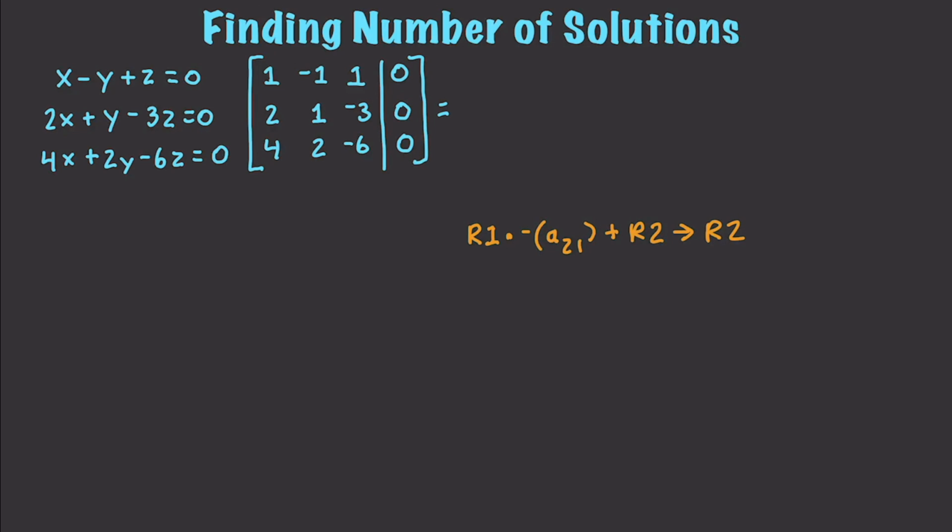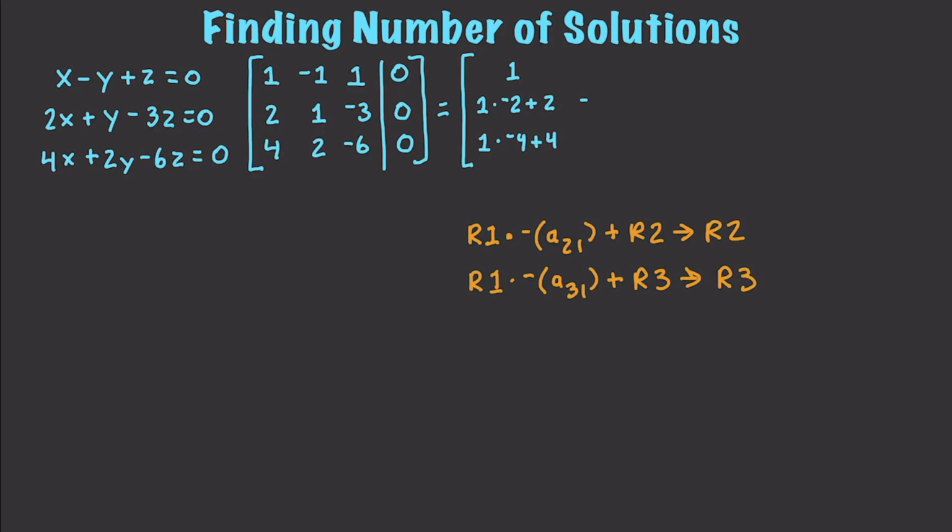What are we going to do to the other one? Well, we're going to have R1 times the negative of whatever the value is in row 1, column 1. And we're going to add that to each value inside of row 3 and put the results inside of R3. So let's do all this math. So this is going to end up being 1 times negative 2 plus 2. This is going to end up being 1 times negative 4 plus 4. And this is going to remain 1, of course.